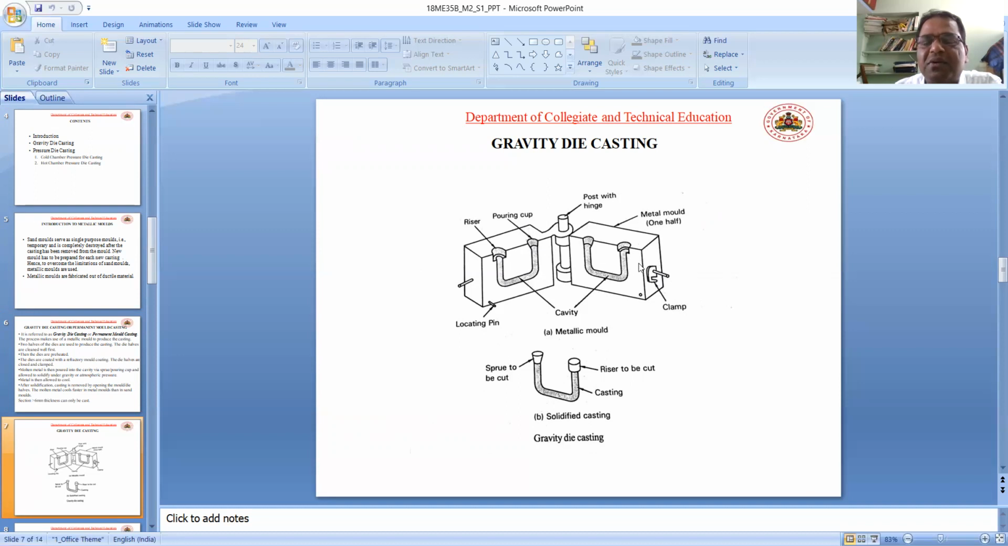By closing the two hollows, you are going to pour the molten metal and allow it to cool for some time for solidification. This is the solidified casting. This is the extra sprue we need to cut. Gravity die casting is similar to sand casting. Here, instead of sand, you are going to use metallic molds.